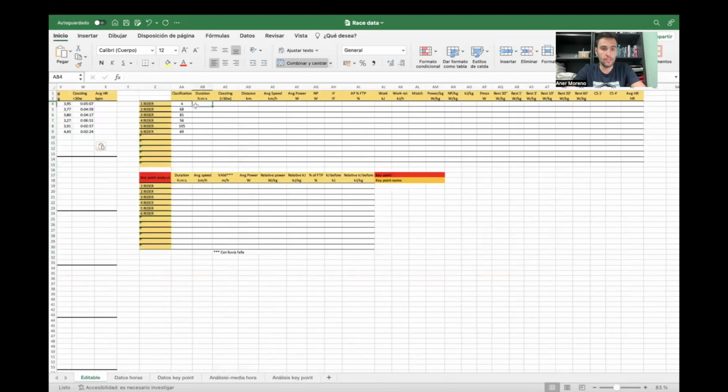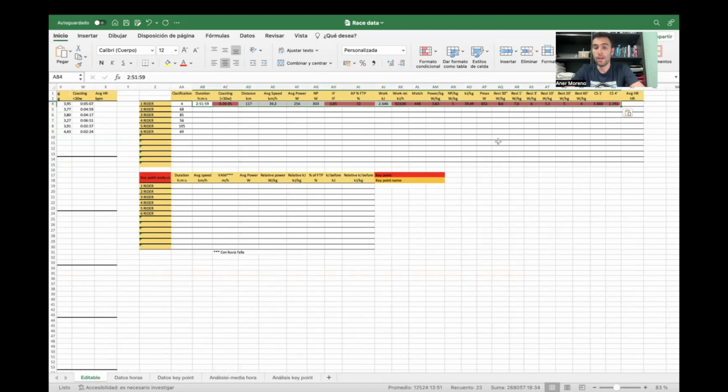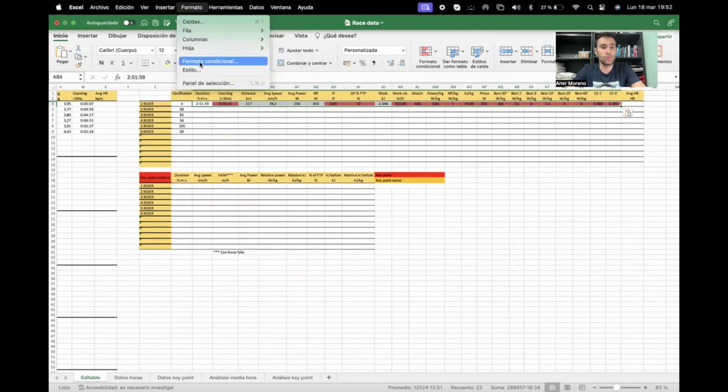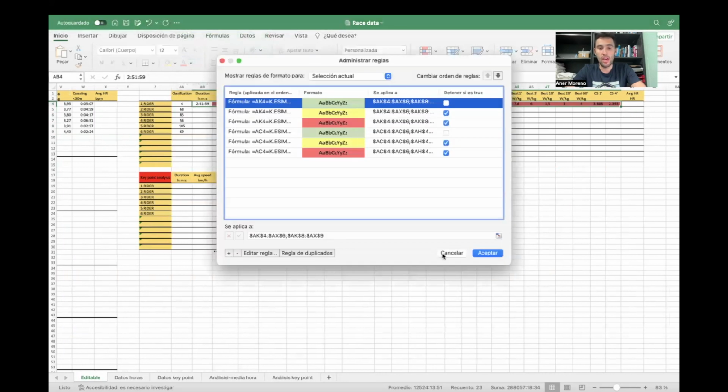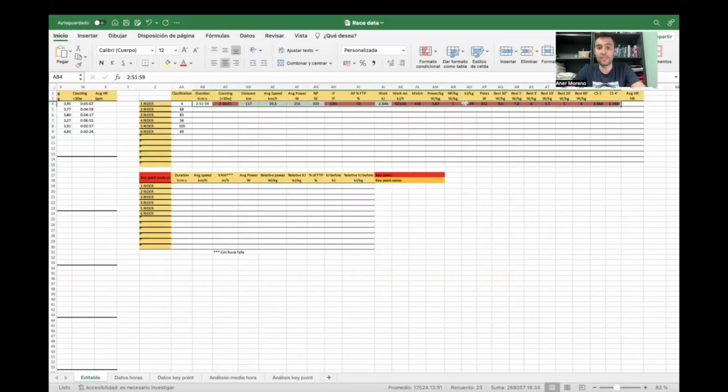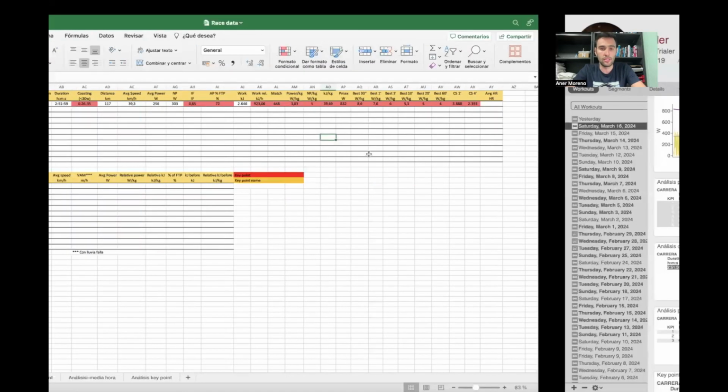Copy, paste. And here, as you can see, it is marked in red color. This is a format I have put here because I want to show the highest number in red, the second highest number in yellow, and the third one in green color. As we go ahead, you are going to see how it is changing.